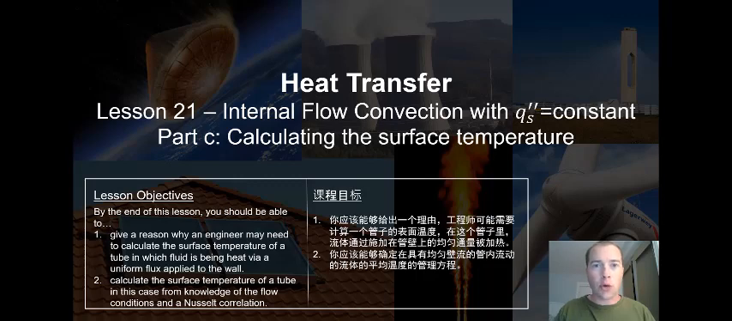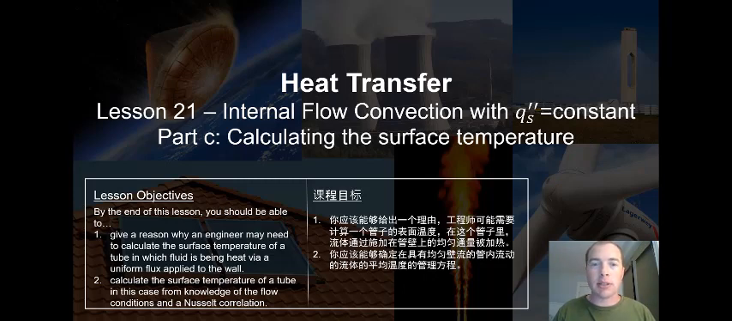This is the third part of the 21st lesson in heat transfer. In the 21st lesson, we have been looking at internal flow convection heat transfer when the duct in which the fluid is flowing is subjected to a uniform flux. In this third and final part of the lesson, we will look at how to calculate the surface temperature of the duct in which the fluid is flowing.